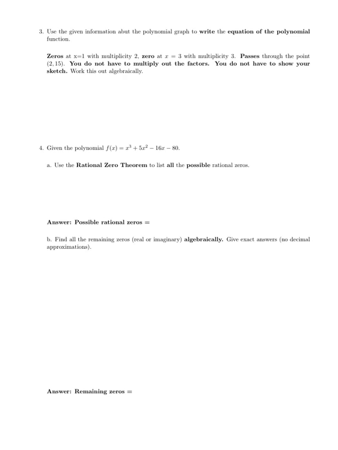Okay, moving right along. Number 3, use the given information about the polynomial graph to write the equation of the polynomial function. Okay, so what do we got going on here? Zeros at x equals 1 with multiplicity 2. Zero at x equals 3 with multiplicity 3. Passes through the point (2, 15). Okay, so let's gather all the information first.